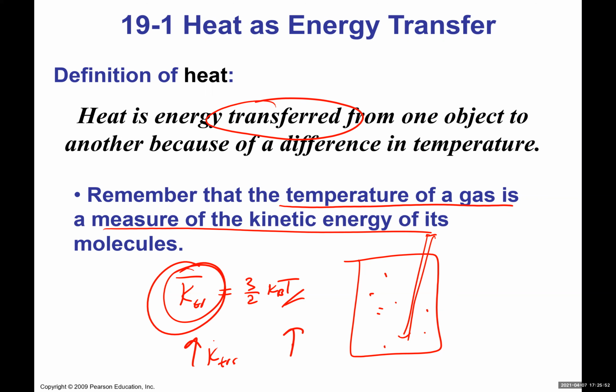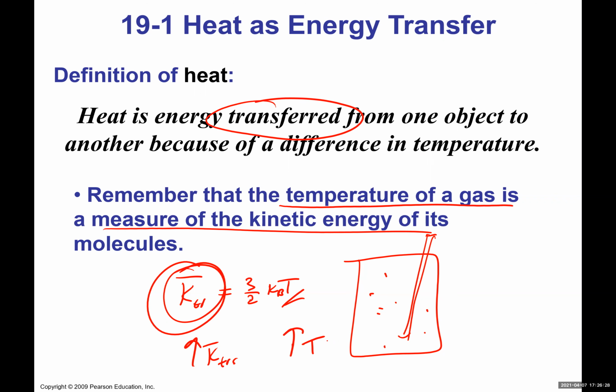So as the average translational kinetic energy increases because the molecules inside are gaining energy and can move faster, that gives you an increase in temperature as well. That's why if you remove energy from them, they're going to start moving slower, which means they will have a lower average translational kinetic energy, and the temperature of your system will decrease. So temperature is not just hotness or coldness, but is in terms of average translational kinetic energy.